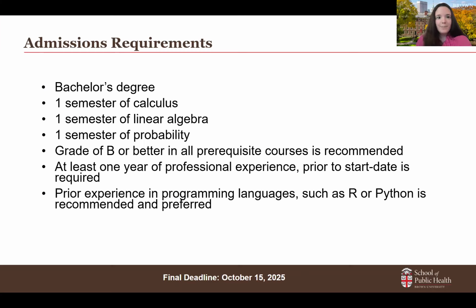The admissions requirements for this program require you to have a bachelor's degree from an accredited college or university. It requires 1 semester of calculus, 1 semester of linear algebra, and 1 semester of probability, with a grade of a B or better. The prerequisite courses are recommended, and at least 1 year of professional work experience prior to your start date is required. The program also recommends prior experience in programming languages such as R or Python. It's recommended but not required.